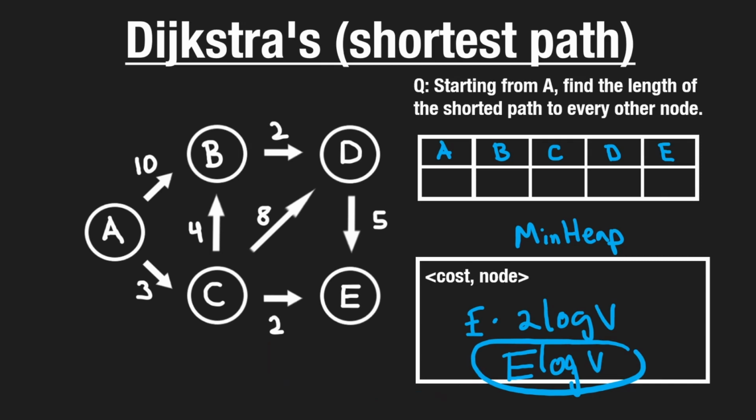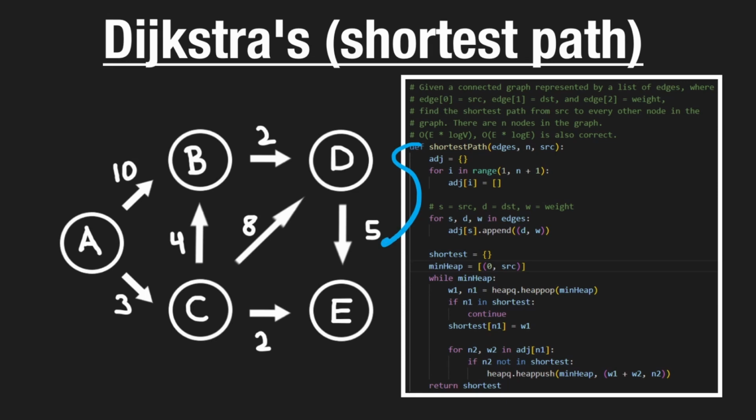Now let's take a look at the code. Surprisingly, it's not quite as bad as you would think. It's pretty similar to BFS. So this is what the shortest path code would look like. This is assuming that we're given a list of edges. So for example, an edge from B to D.